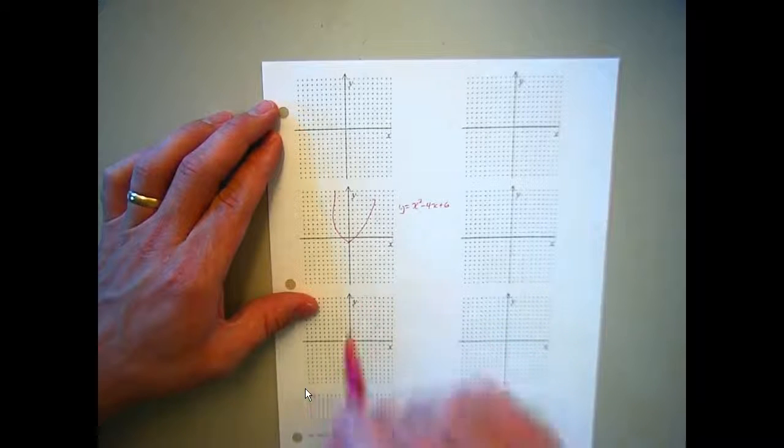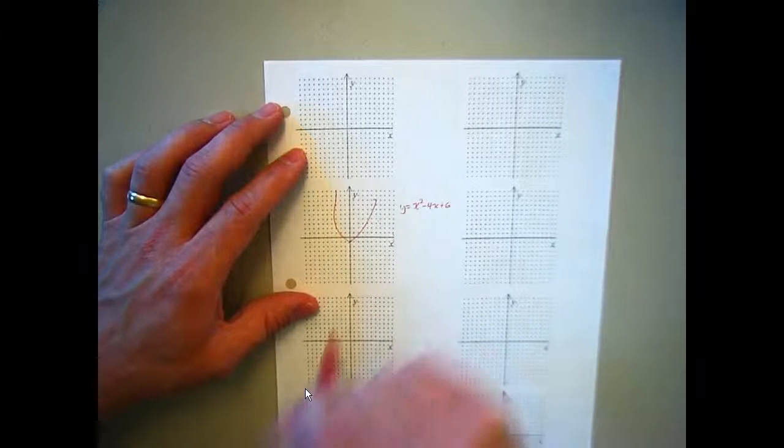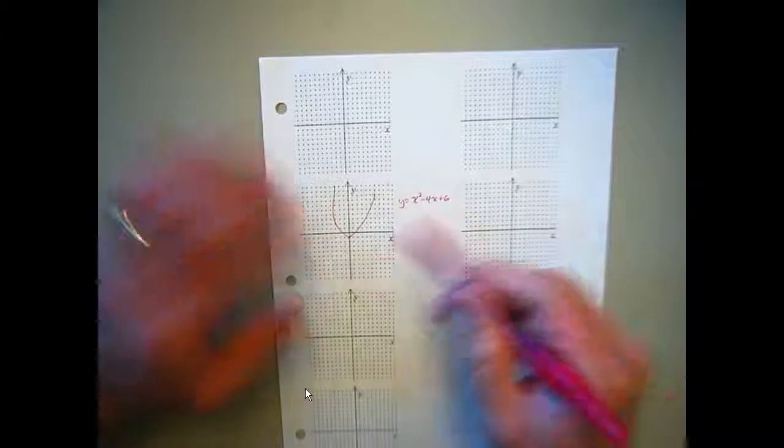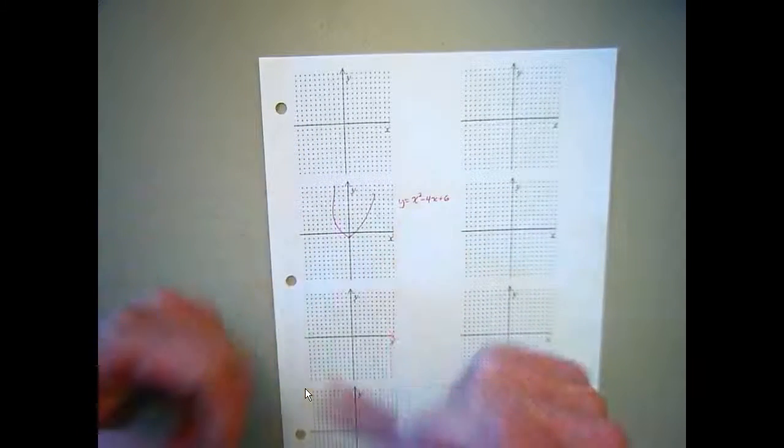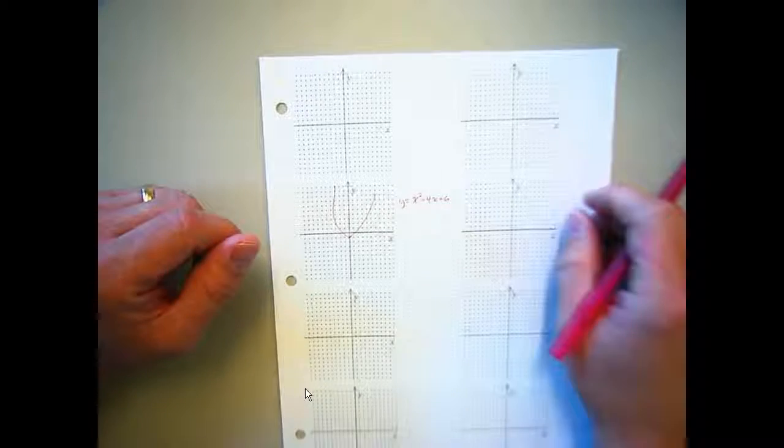That is not a correct graph. It's a parabola. I mean, maybe the vertex. Even if the vertex was in the right spot, you have got to have accurate points plotted.